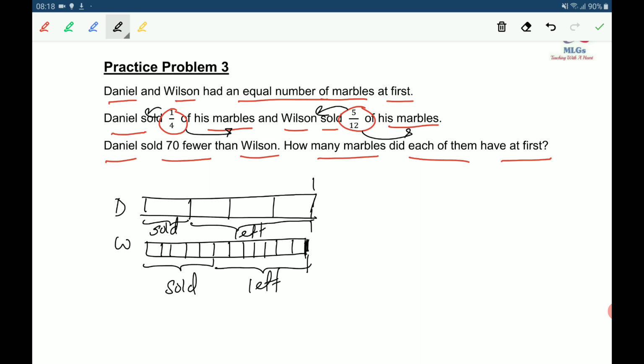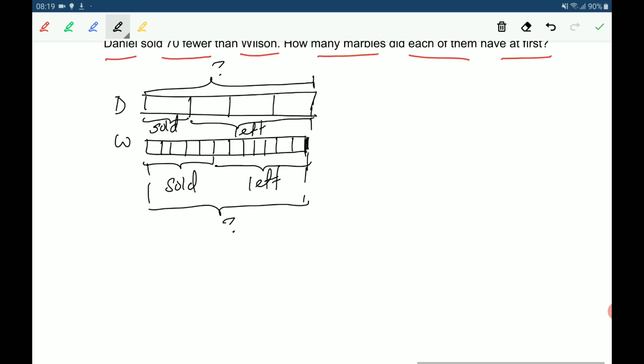So how many marbles did each of them have at first? So your question mark will be here, and you can see that if I want to put the question mark for Wilson's rectangle, it's very cluttered. So I will draw 2 dotted lines to make my model tidier, to make my model look more presentable and not so messy. So that's our question mark for each person. Okay, so the model is done. Then what do we do?